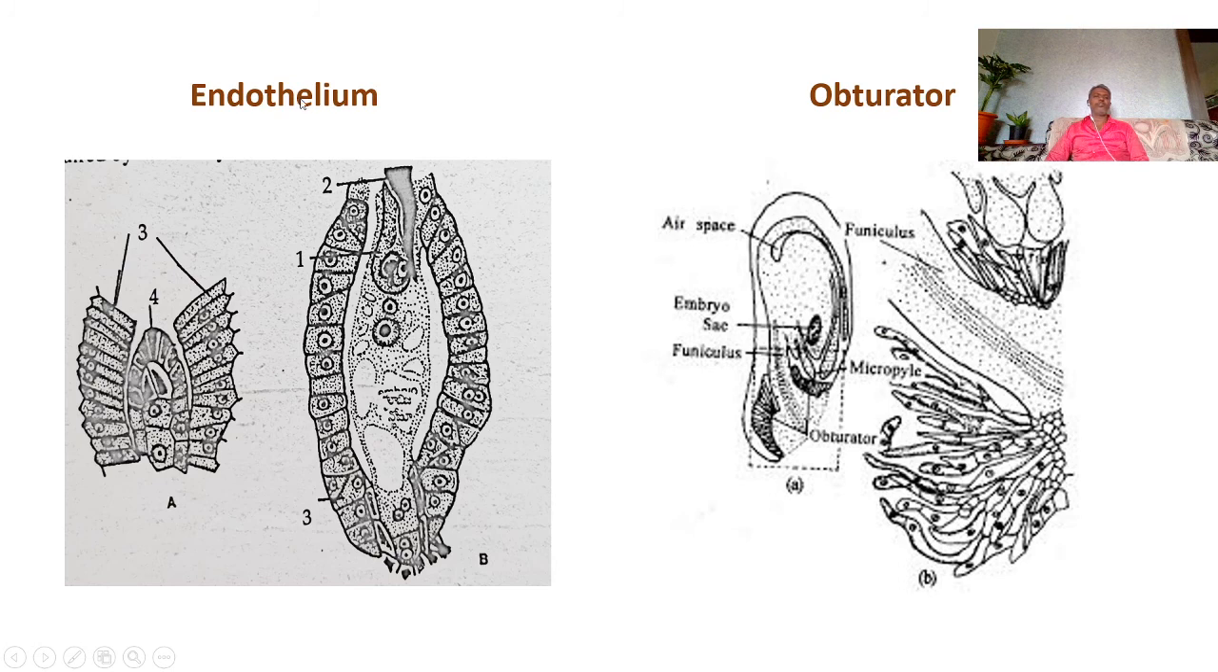Okay. Then endothelium. What is endothelium? It is the nutritive tissue. It is also known as integumentary tapetum, as it provides the nutrition to the growing embryo sac. This is present in the innermost layer of the inner integument, and it provides nutrition to the growing embryo sac. It is known as integumentary tapetum or endothelium. It is completely used up by this growing embryo sac.